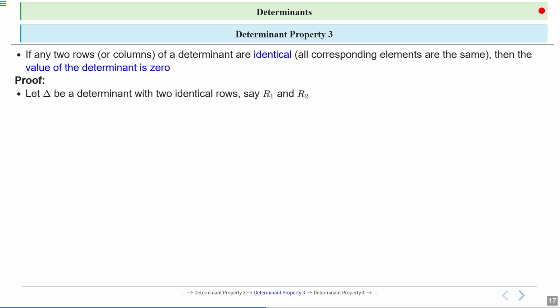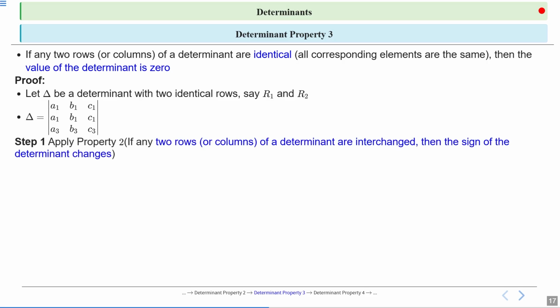So let's say we have to calculate the determinant with 2 identical rows, that is R1 and R2. So the determinant of this matrix where the first row and second row are identical, because all corresponding elements are the same, just A1, A1, B1, B1, C1, C1. So when we calculate its determinant, just apply property 2. What is property 2? If any 2 rows of a determinant are interchanged, the sign of the determinant changes. So interchange the 2 identical rows, R1 and R2. Just understand how we prove this. We use property 2 to prove property 3.